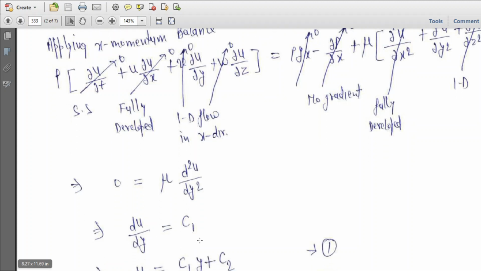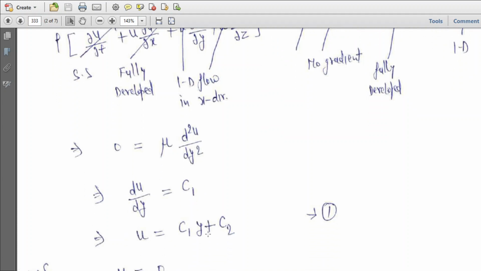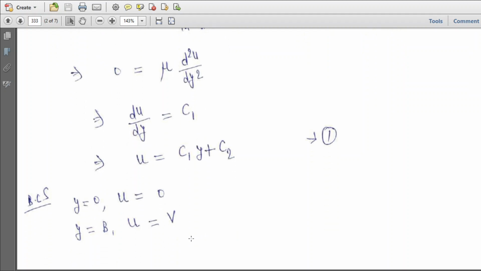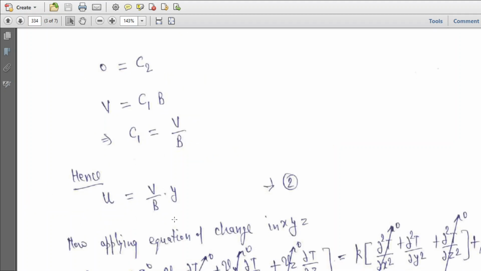From here you integrate it to get C1, and integrate one more time. Your boundary conditions are: at y equal to 0, u is 0; at y equal to b, u is v, because the top plate is moving with a constant velocity v. By substituting that, C2 comes out 0 and C1 comes out v upon b, so your u is v upon b multiplied by y.